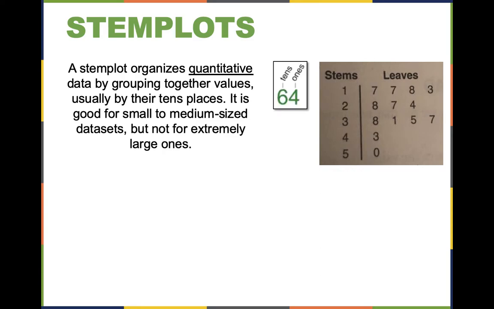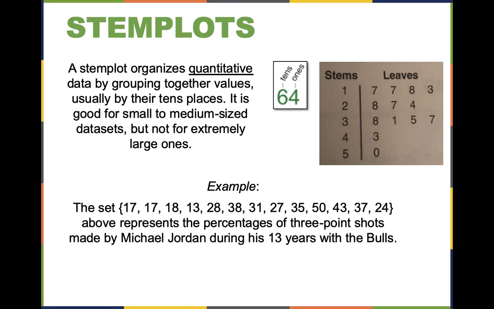This is what I mean by tens places. If I have the number 64, 6 is in the tens place, 4 is in the ones place. So for most stem plots, you'll see the stems represent the tens place and the leaves represent the ones place. This specific stem plot represents this data set, these numbers shown. And these numbers represent the percentages of three-point shots made by Michael Jordan during his 13 years with the Bulls.